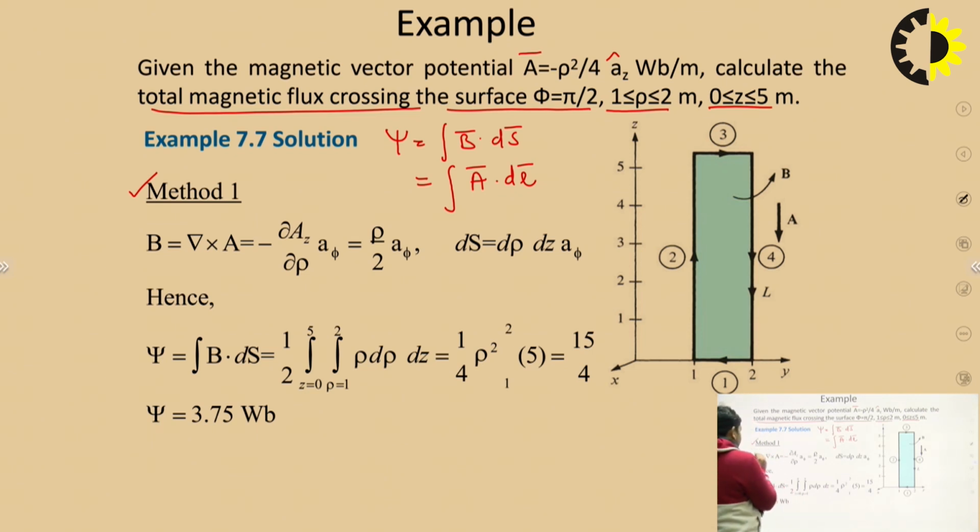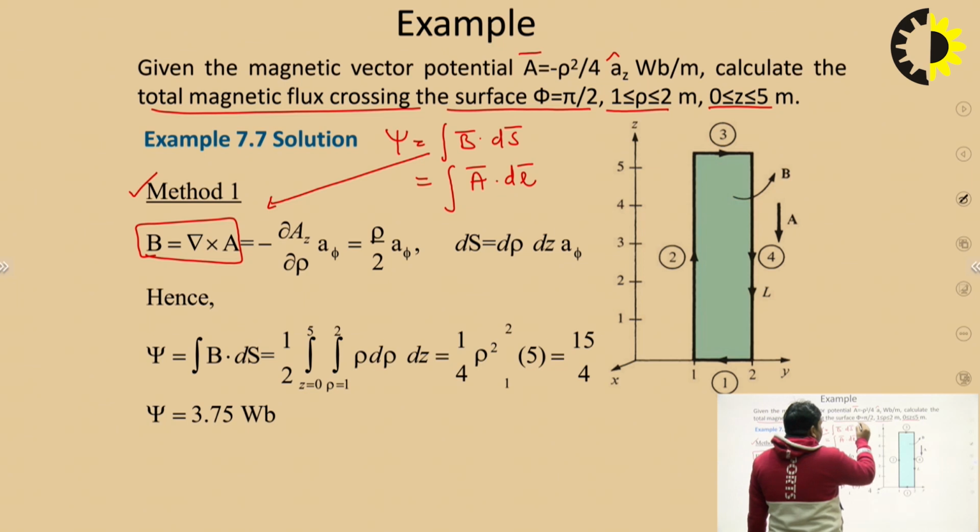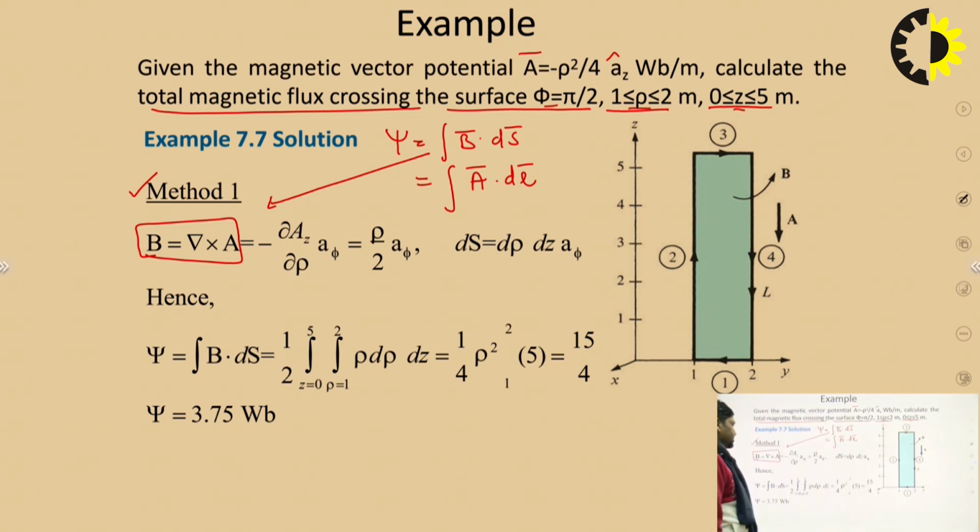So what is the meaning of the total outward flux? The total outward flux psi is equal to B dot ds, where B is the magnetic flux density through a closed surface. That means ds is the closed surface area. We know that B is equal to del cross A. This system is a cylindrical system, so the components are rho, phi and z.